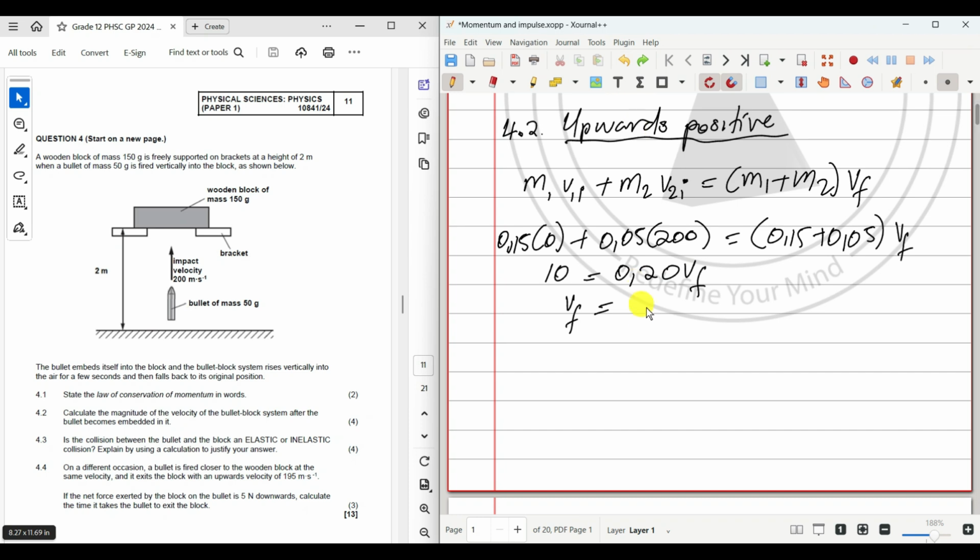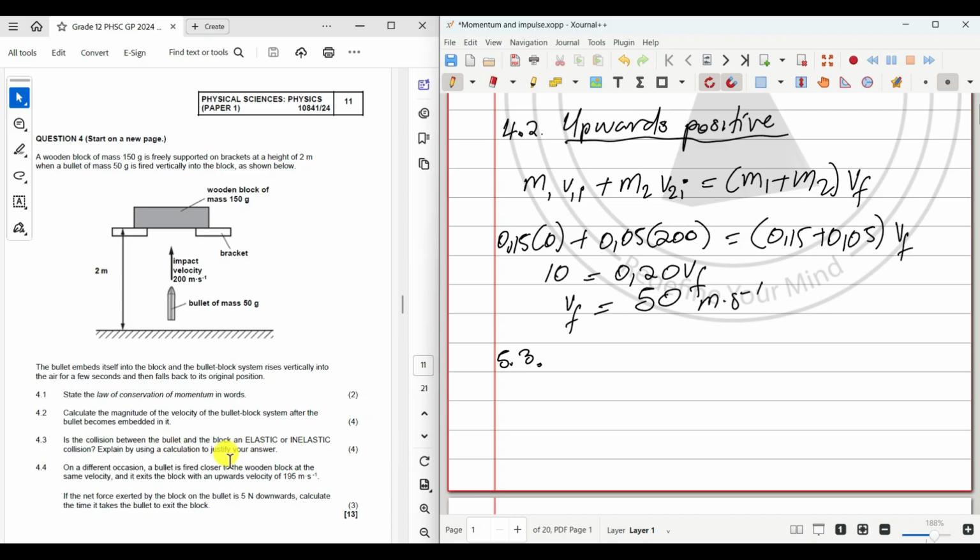I'm not going to write the direction, guys, because they said the magnitude. So this is 50 meters per second. They said magnitude, so the direction is not important. Okay? Perfect. 4.3: is the collision between the bullet and the block an elastic or inelastic collision?